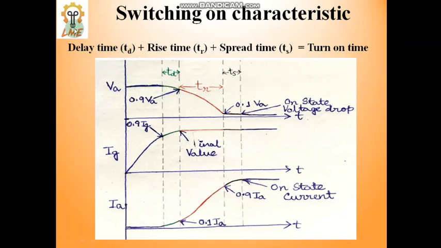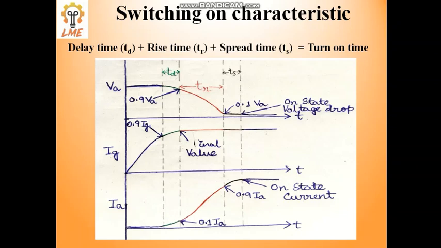Okay, so here the total turn on time is subdivided into 3 areas. One is delay time, another is rise time, and the last one is spread time: TD, TR, TS. Here 3 waveforms are shown: VA, voltage across the anode, IG, the gate current, and IA, the anode current.